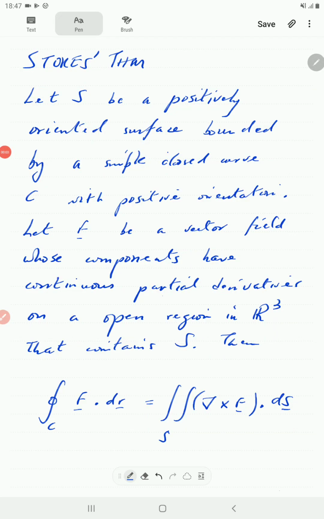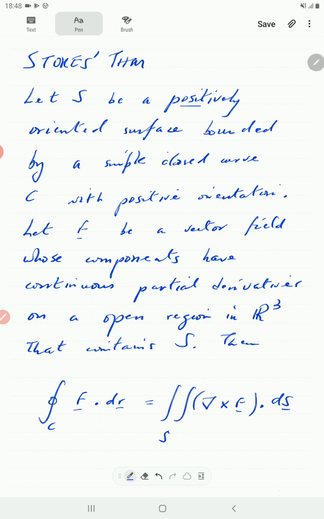Okay, in this video, I'm going to look at what is called Stokes theorem. This is basically an extension of Green's theorem to 3D space. Green's theorem is actually referred to as Green's theorem in the plane, so it is in 2D space. This theorem extends the idea of Green's theorem to 3D space.